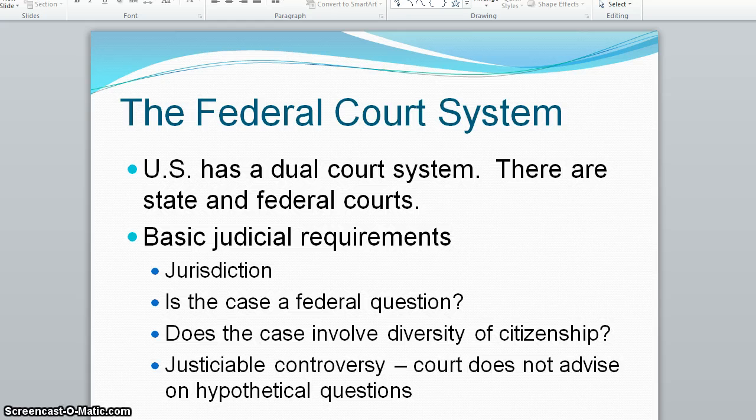The United States has a dual court system comprising both federal and state courts. Two elements must be present before a case can be brought to court: jurisdiction and standing to sue. The Constitution gives federal courts jurisdiction, or the authority to hear and decide cases, that is limited to two types of cases. They hear cases that involve a federal question, that's an issue based on the U.S. Constitution, a treaty, or federal law, and they also hear cases that involve diversity of citizenship.